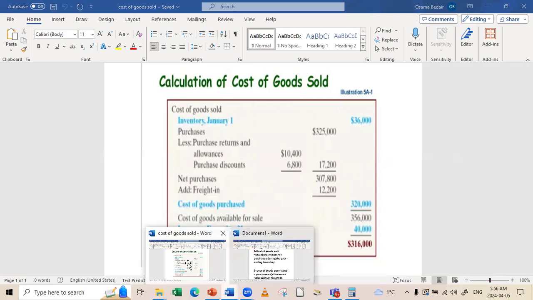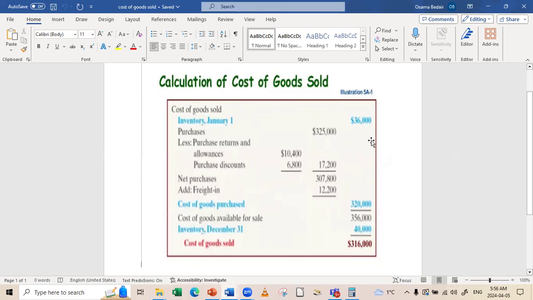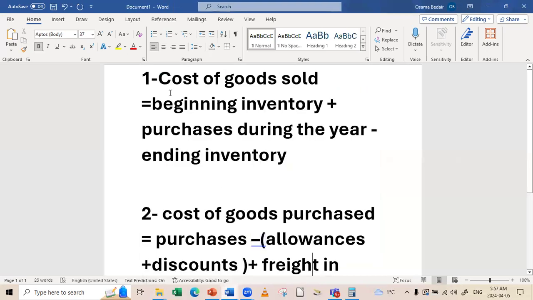Again, let me tell you the main equations. The numbers in blue: the first number is the inventory at the start of the year, 36,000, plus the net purchases during the year, 320,000, minus the inventory at the end of the year, 40,000. So 36,000 plus 320,000 minus 40,000 gives the cost of goods sold through the year, 316,000. The two main equations which help me here: the first one, the cost of goods sold equals the beginning inventory plus the purchases during the year minus the ending inventory.